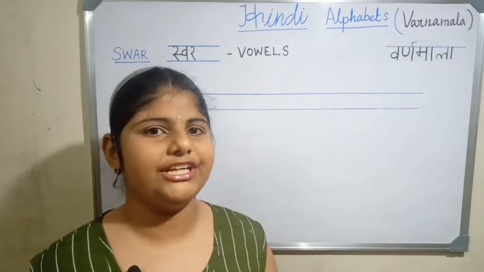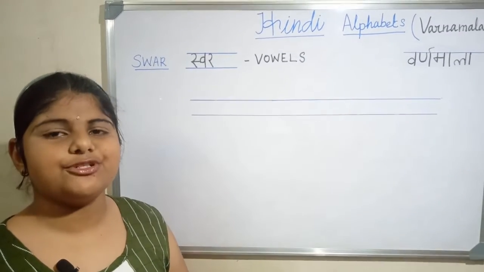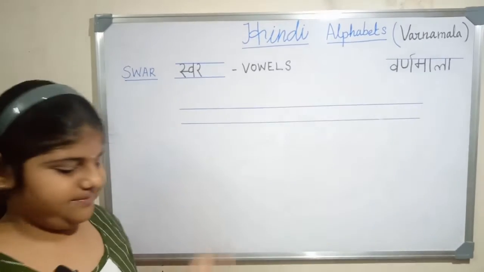Come on, let us go into the video. Now we are going to see how to write and pronounce swar. Swar means vowels.